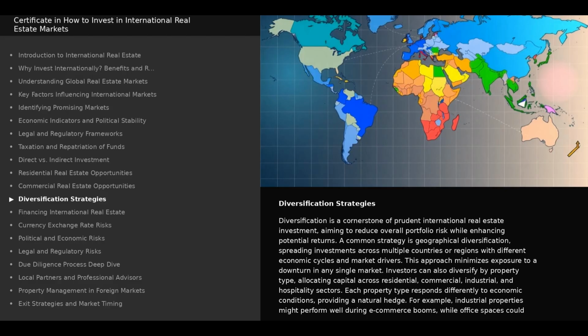Investors can also diversify by property type, allocating capital across residential, commercial, industrial, and hospitality sectors. Each property type responds differently to economic conditions, providing a natural hedge. For example, industrial properties might perform well during e-commerce booms, while office spaces could thrive in growing business hubs. This multifaceted approach builds resilience.